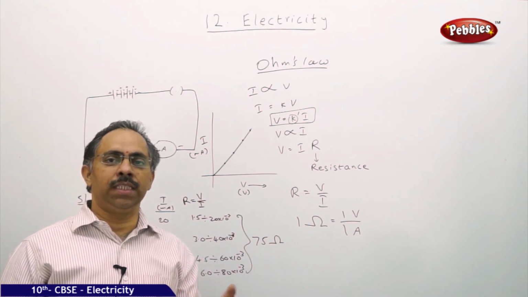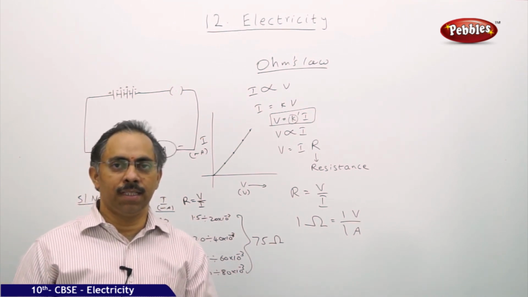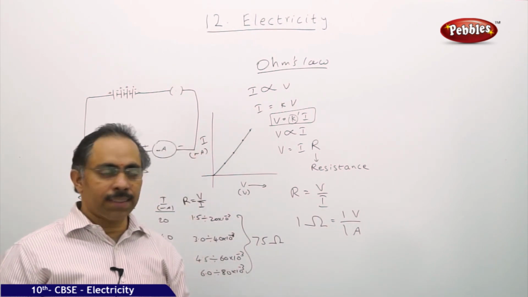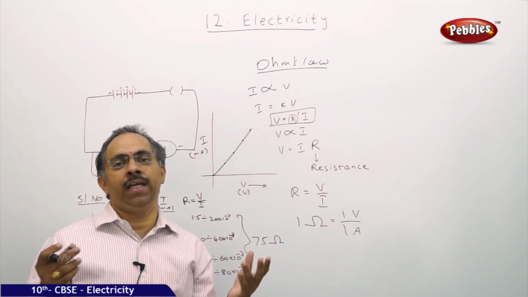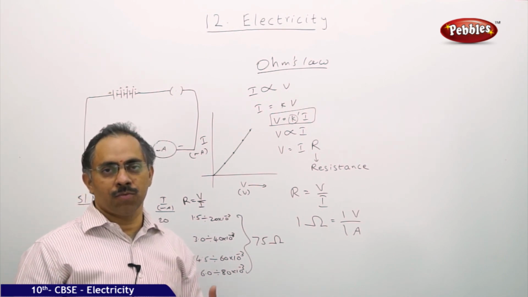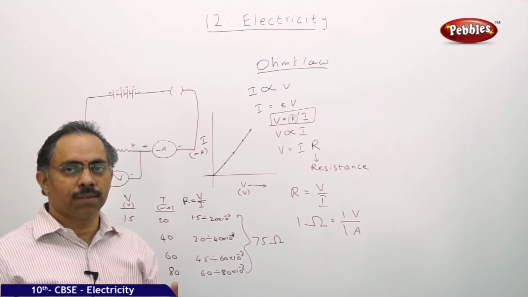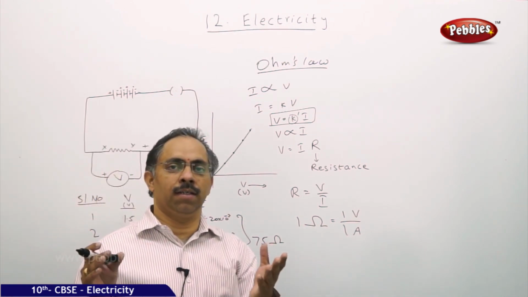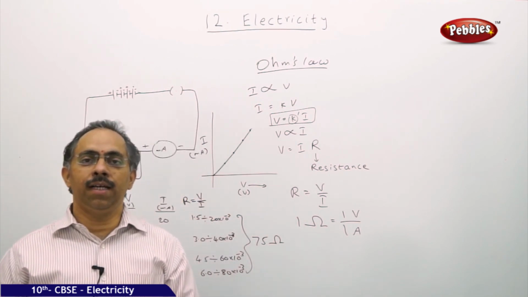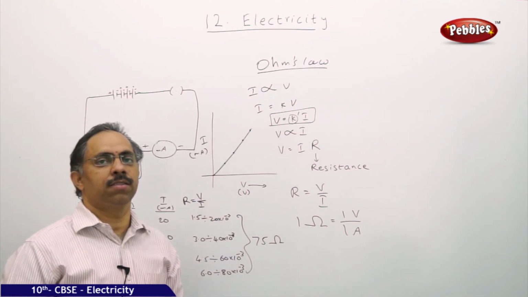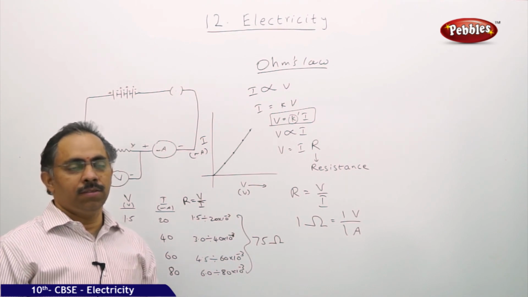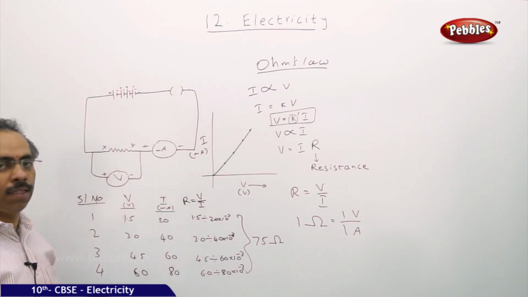For good conductors, the value of resistance is very, very small, like gold, silver or any metal you consider. And for insulators, the value of resistance is very high. Electrical insulators are basically like glass, wool, wood, and something like rubber. All these materials have very high resistance values. Porcelain, ceramic, etc. So this is about Ohm's law.